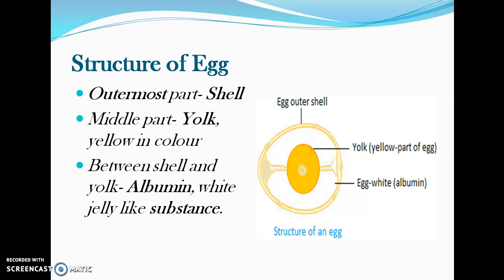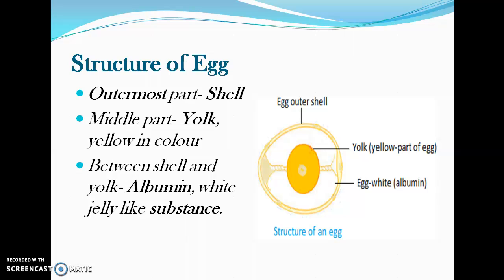ये white color का होता है, jelly जैसा होता है. Jelly खाते हो ना, chocolate जैसा. Jelly is a sweet substance, and usually kids like to eat. बच्चों को बहुत पसंद आता है jelly. Red, yellow, green color के jelly मिलते हैं market में. Okay, तो उसी तरह के jelly जैसा substance होता है. Now that is the albumin. Okay, egg, outer shell और yolk के बीच में ये albumin होता है.